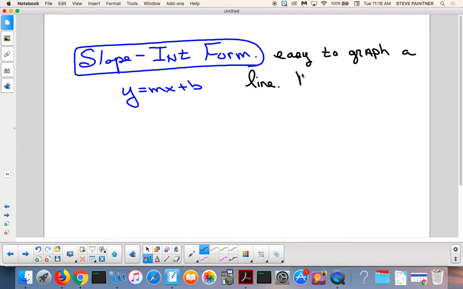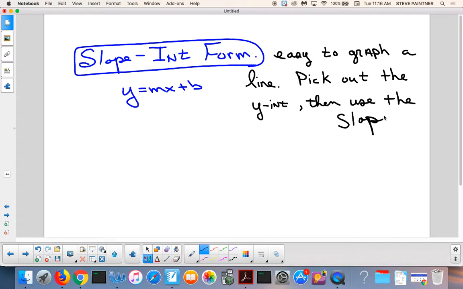Pick out what? I feel like I'm telling you everything. You pick out the y-intercept. Then what? Use the slope. So guys, there is a reason you like these forms. This form, slope-intercept, is basically easy to graph a line. Pick out the y-intercept, then use the slope, and then graph the line, of course. So this is why you like this form.